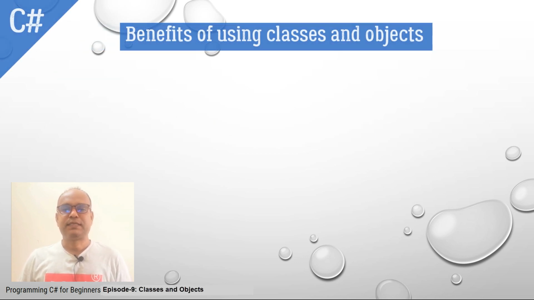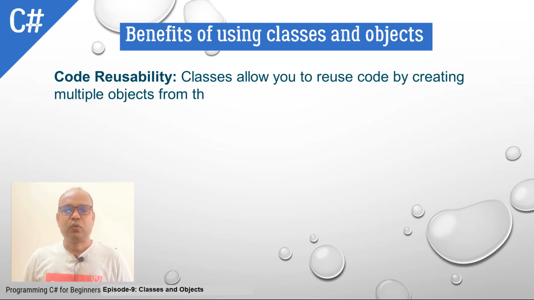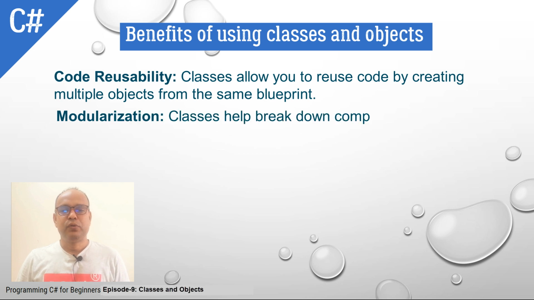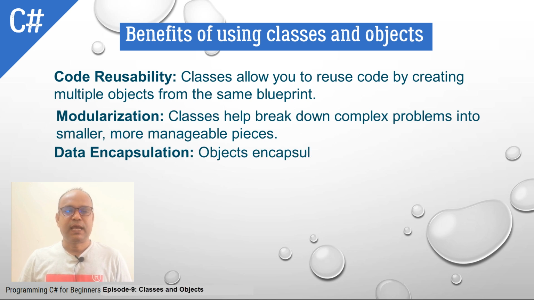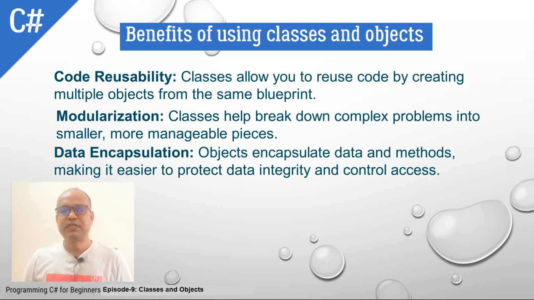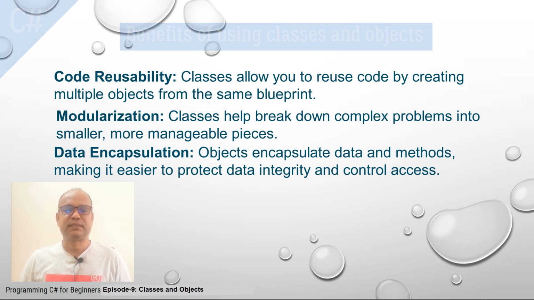Benefits of using classes and objects. Code reusability. Classes allow you to reuse code by creating multiple objects from the same blueprint. Modularization. Classes help break down complex problems into smaller, more manageable pieces. Data encapsulation. Objects encapsulate data and methods, making it easier to protect data integrity and control access.